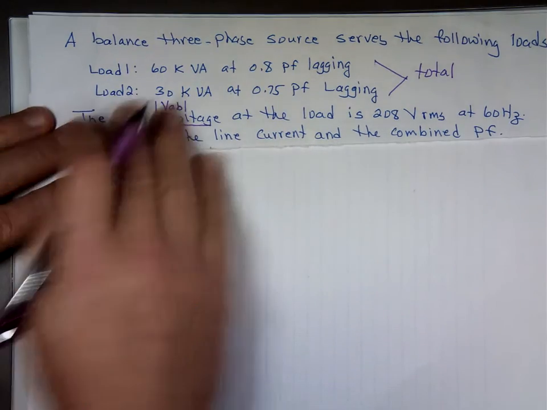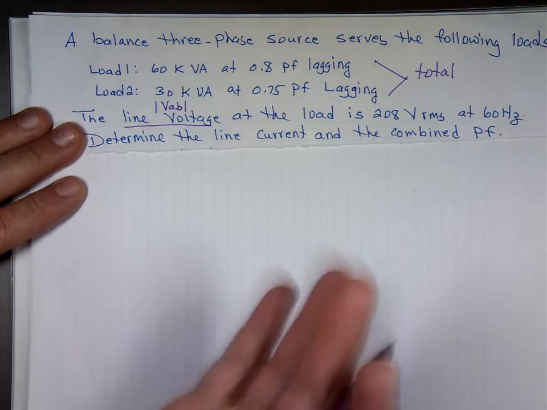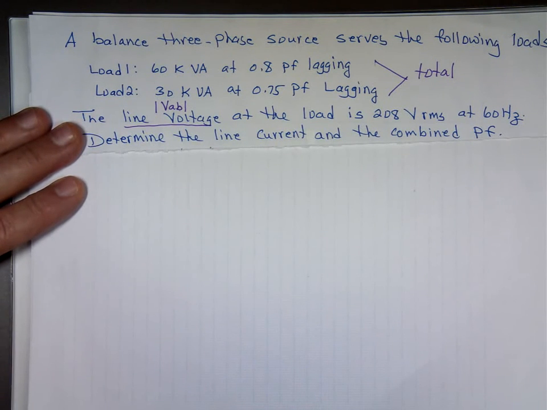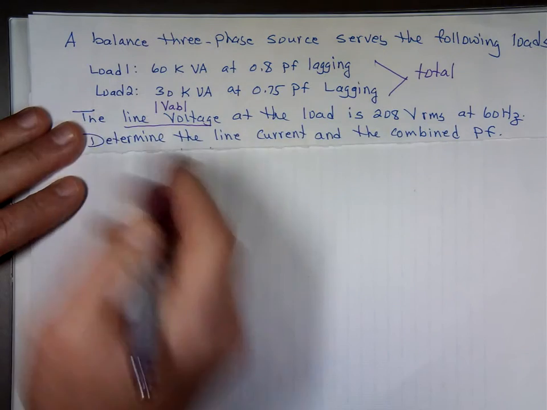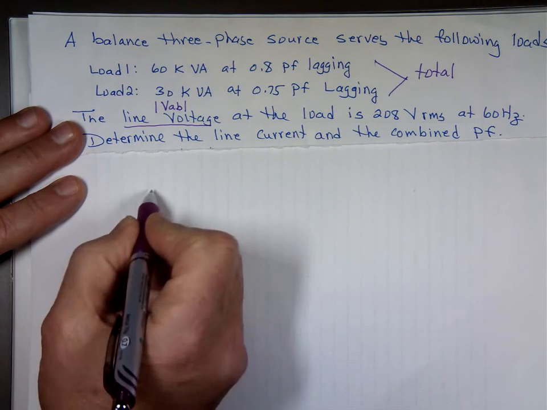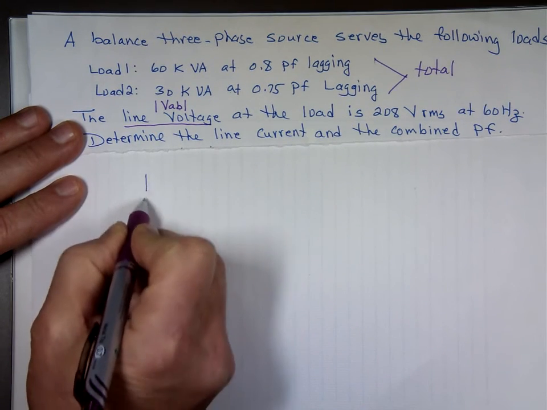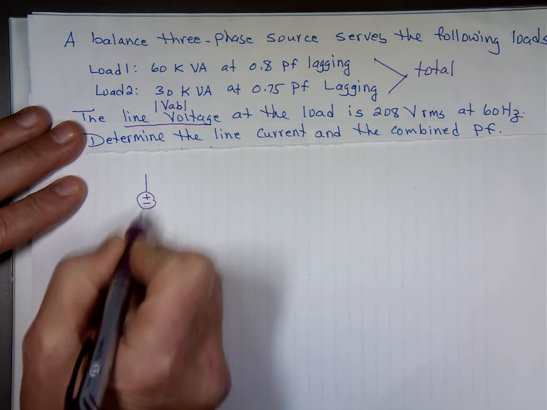So here's what I know. A three-phase source. It doesn't really say Y, but it's a Y. I just forgot to write that. A balanced Y three-phase source. So my source is a Y source to a Y load.